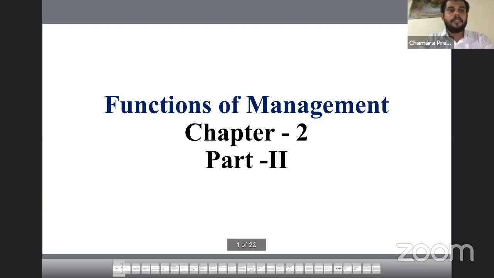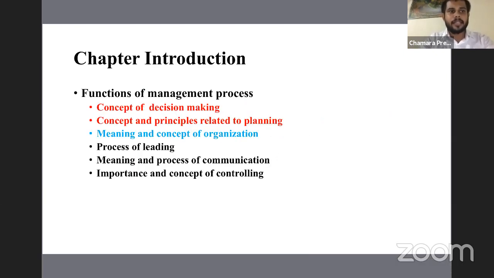Now if I talk a little bit about this chapter, basically we are talking about the functions of management, where we highlight planning, organizing, leading, and controlling. Those are the basic management functions of the management process. And we gave you a brief about those in the first part. Now we're going to talk about these functions separately in detail. So now you can see the content and the chapter introduction.